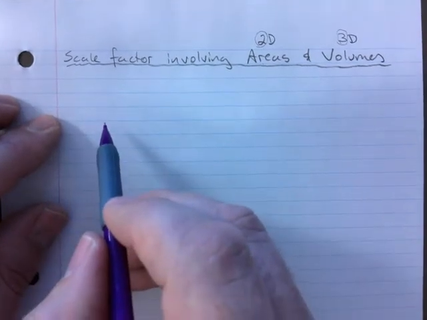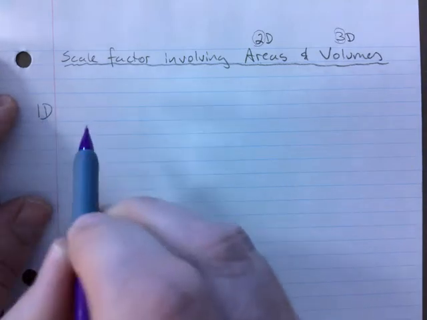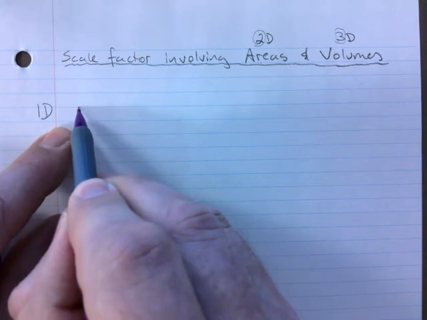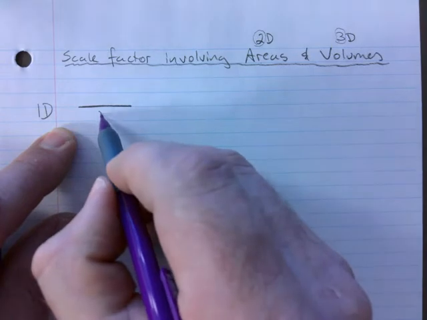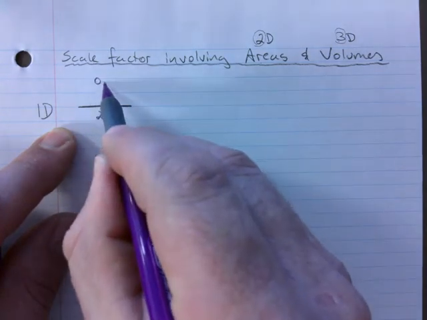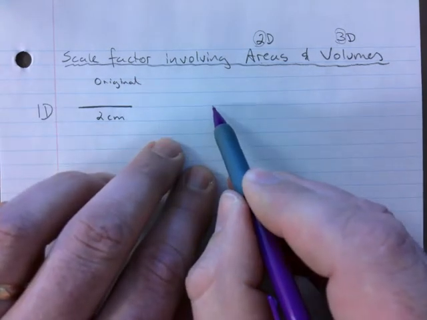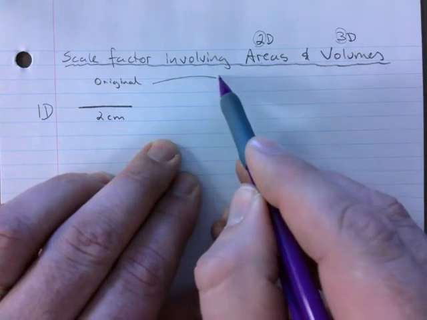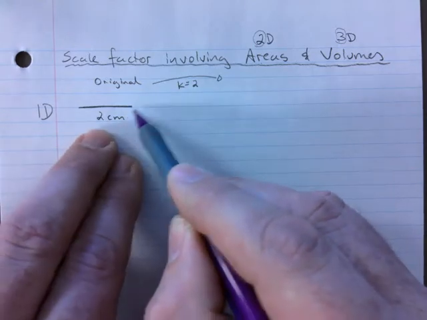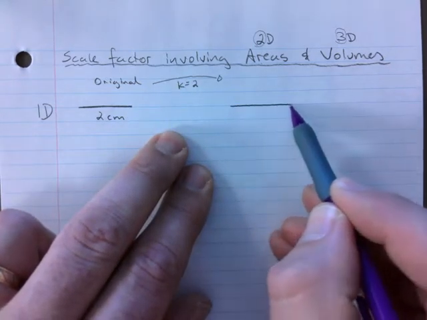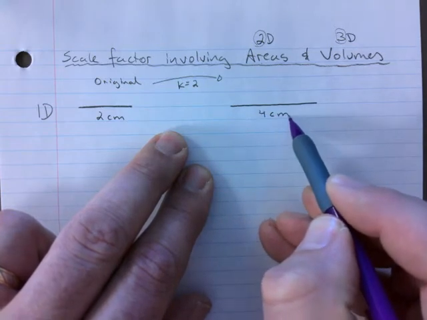So let's start with one-dimensional, right? That's what we've been doing so far. If you have an original line like this, let's say that's 2 centimeters, and this is the original. Let's say you take that original and you double it. K is equal to 2, which means it's going to be twice as long. So try to make it twice as long, just eyeball it. So that means that this will be 4 centimeters long.